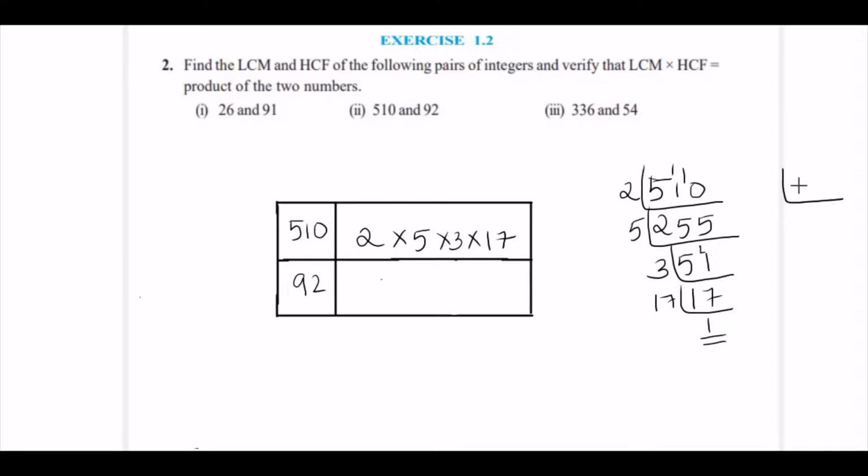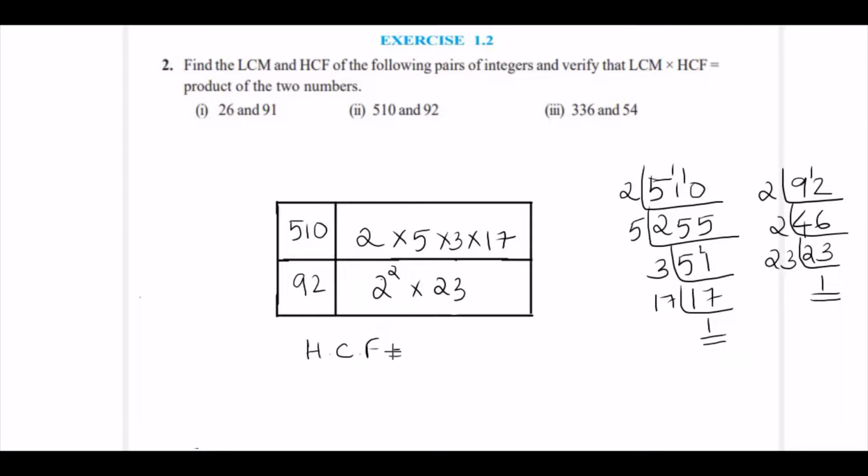Now do the factorization for 92. So you get 2 square into 23. So the HCF is equal to, take the common factor. So here 2 is common and the least power. So 2 is the HCF.